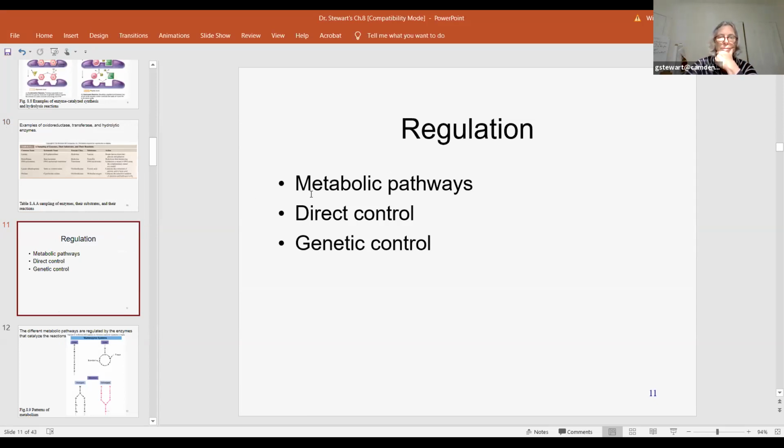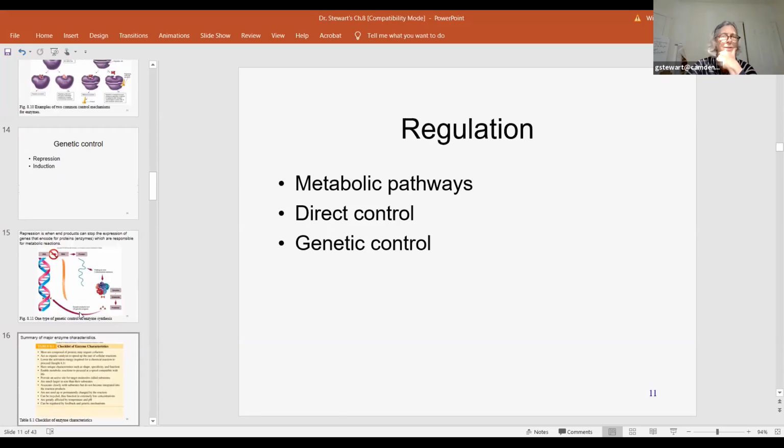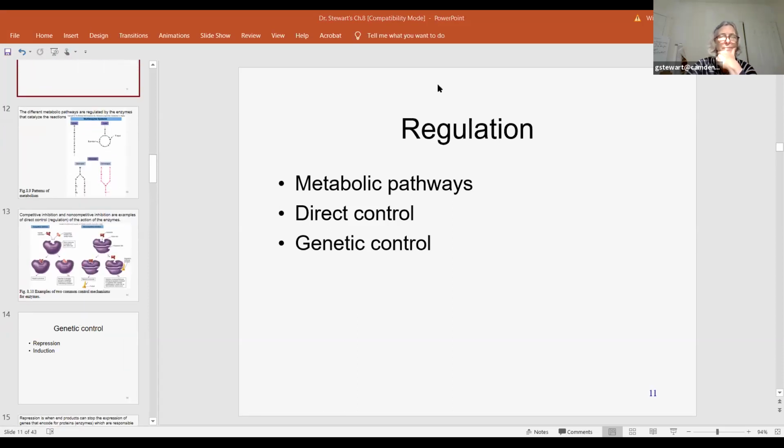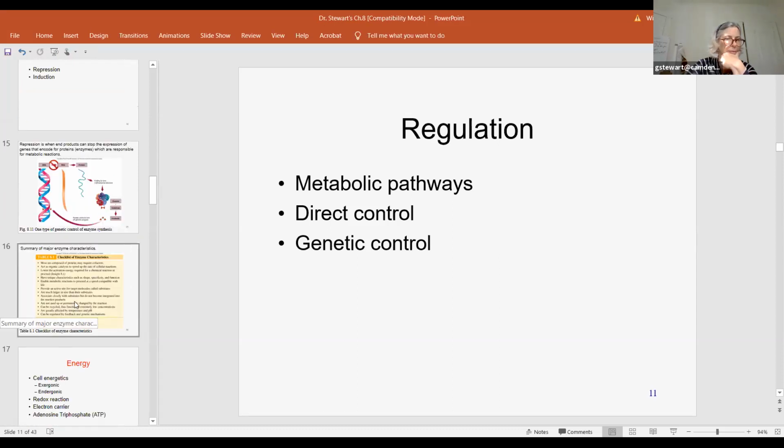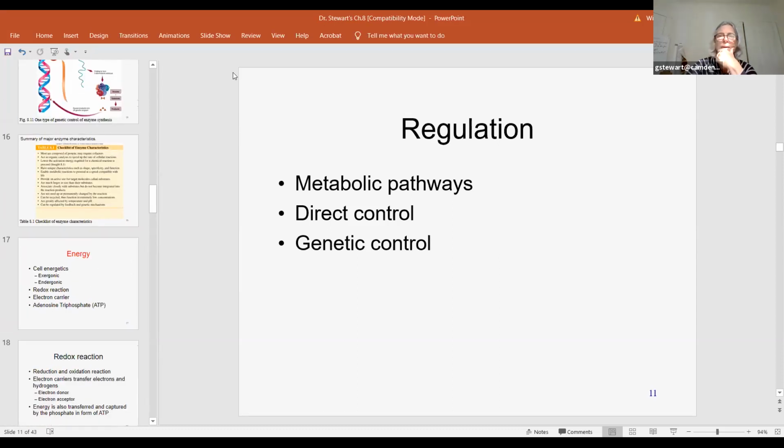So regulation, metabolic pathways, skip. Genetic control, that really isn't a thing. So I'm just going to stop this share and run through real quickly with you mainly the ways that enzymes are regulated, which I believe your textbook would refer to as metabolic regulation of enzymes.